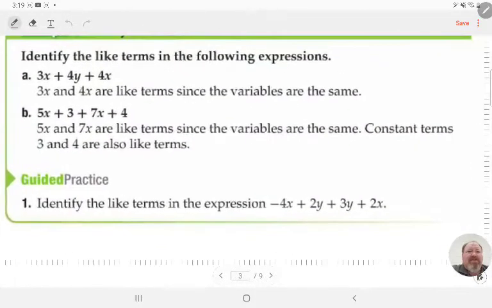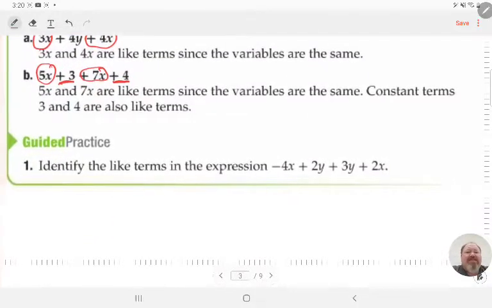All right. So it says to identify the like terms in the following expressions. 3x plus 4y plus 4x. Well, 3x and 4x have the same variable. So therefore, 3x and 4x are like terms. And then on B, we have 5x and 7x, and we have 3 and 4. So 5x and 7x are like terms since they have the same variable. And 3 and 4 are like terms because they're both constants. They have no variable.